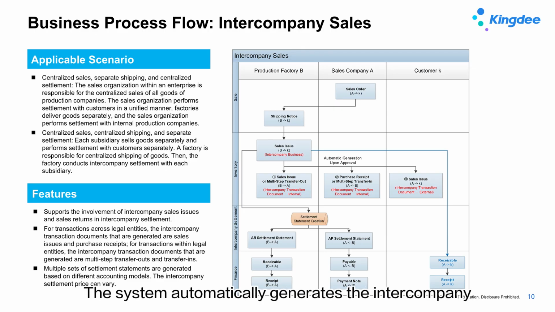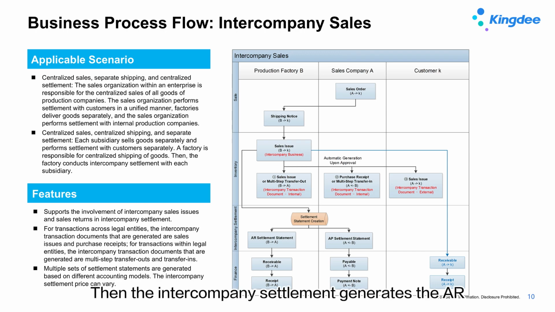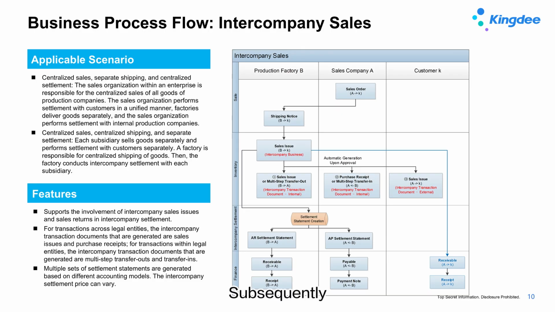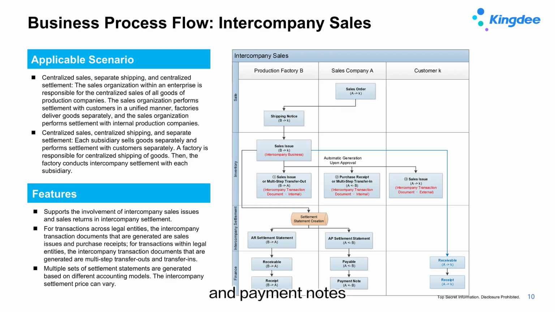The system automatically generates the intercompany transaction document upon approval of the sales goods issue document. Then the intercompany settlement generates the AR settlement statement for Organization B and the AP settlement statement for Organization A. Subsequently, the system generates the accounts receivable, receipt notes, accounts payable, and payment notes.